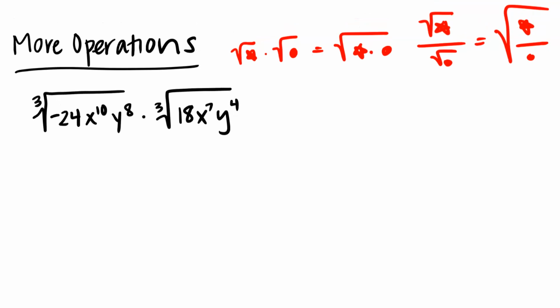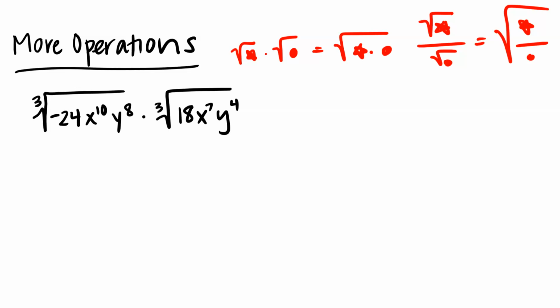And then for addition and subtraction, we need like terms. So we need to simplify first to see if we have like terms. So the first question I have here is a pretty challenging one. There's a number of ways to tackle it. I want to talk about a more efficient way versus a less efficient way to do this.